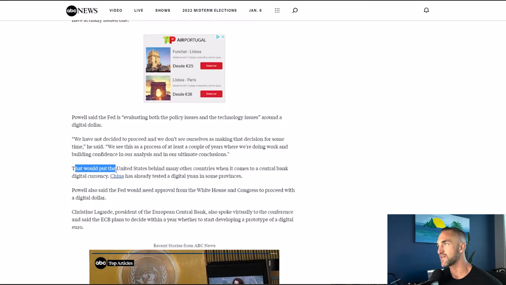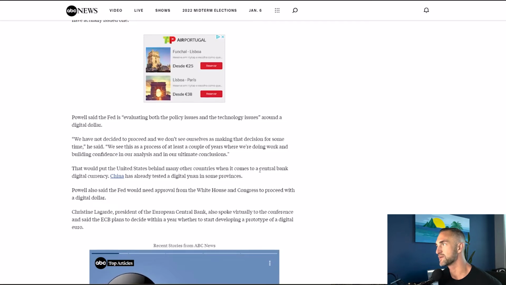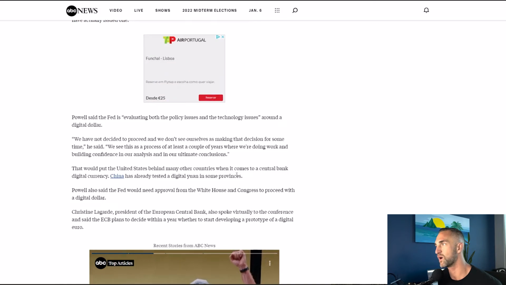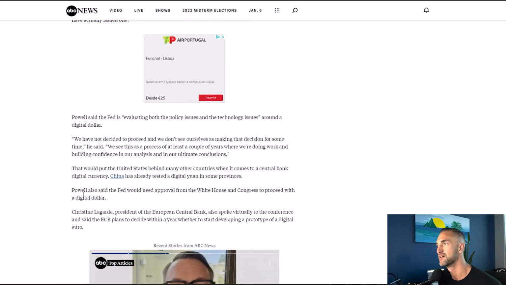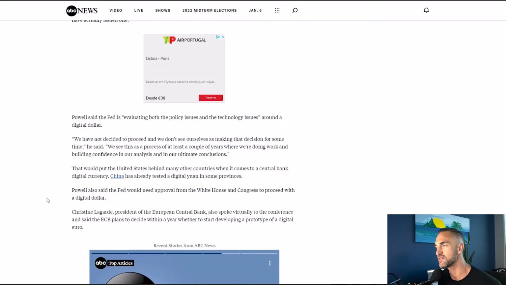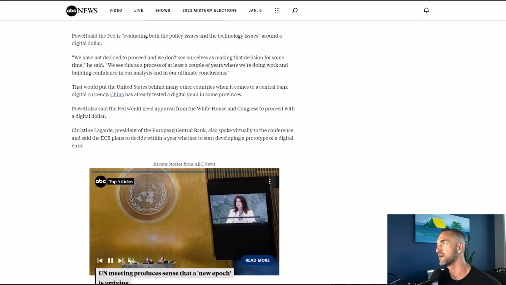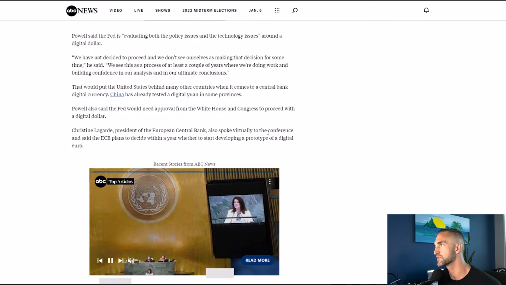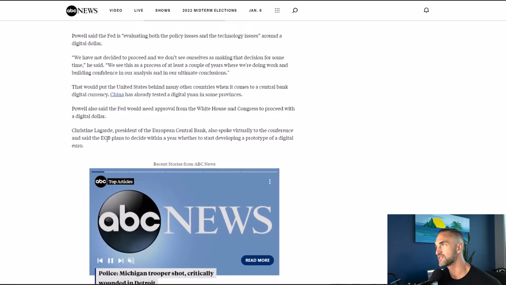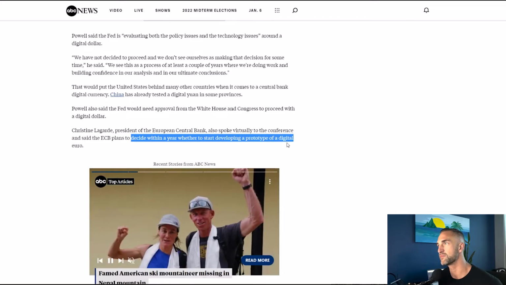Look at his justification. He said that would put the United States behind many other countries when it comes to central bank digital currency. China has already tested a digital yuan in some provinces. Powell also said the Fed would need approval from the White House and Congress to proceed with a digital dollar. And then Christine Lagarde, president of the European Central Bank, also spoke virtually at the conference, and said the ECB plans to decide within a year whether to start developing a prototype of a digital euro.